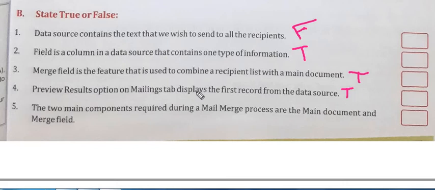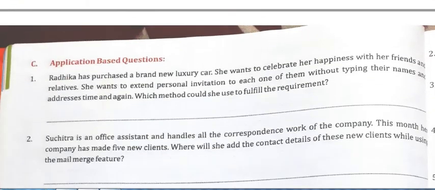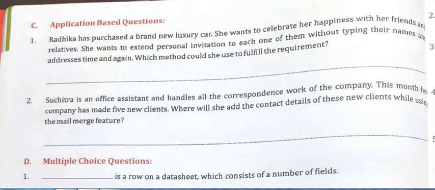Okay. The two components required during a mail merge process are the main document and the merge field. False. It is the main document and the data source, right? During mail merge, we combine two things: one is the main document, which is sent to all the recipients, and second is the data source, which changes in every document sent. Understood? Now next, application based questions.